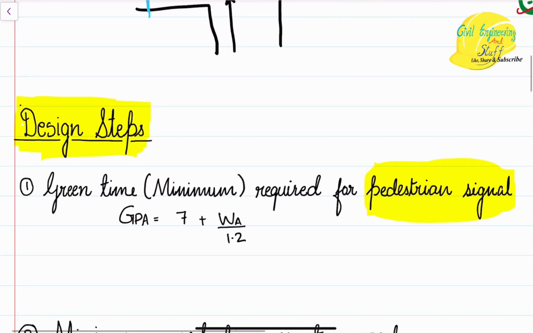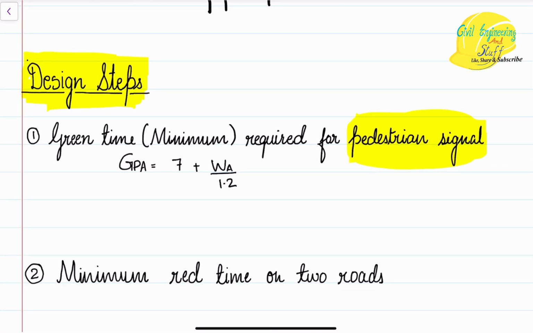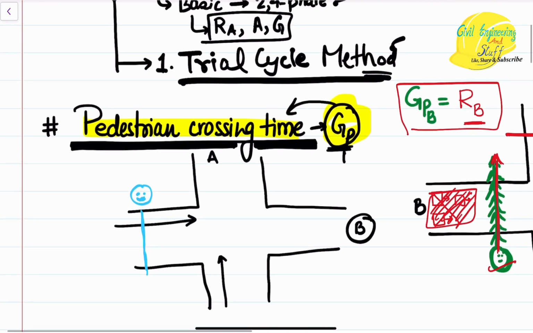Okay. Coming to the design steps, the first step is the minimum green time required for the pedestrian to cross the road width. The formula is GP_A equals 7 plus W_A divided by 1.2, where W_A is the width of road A.